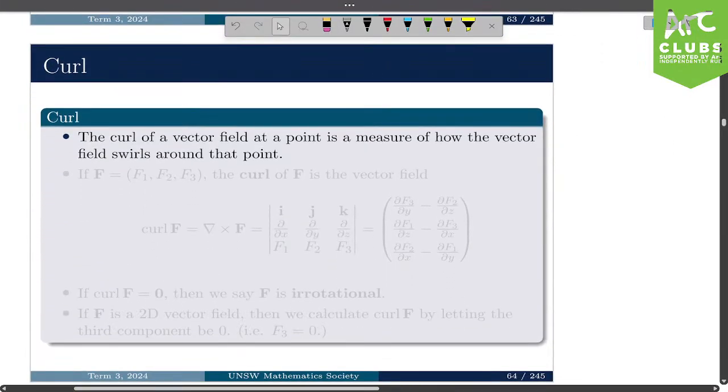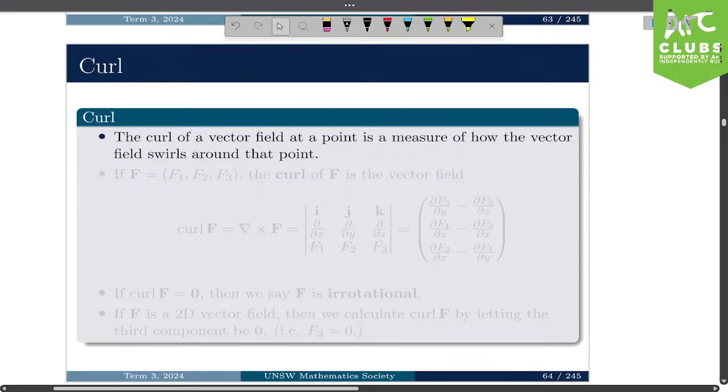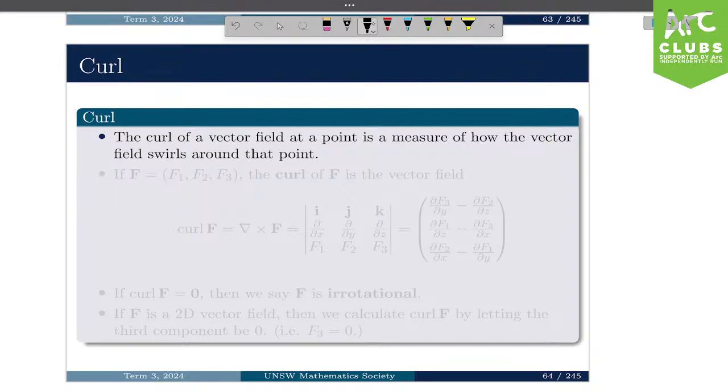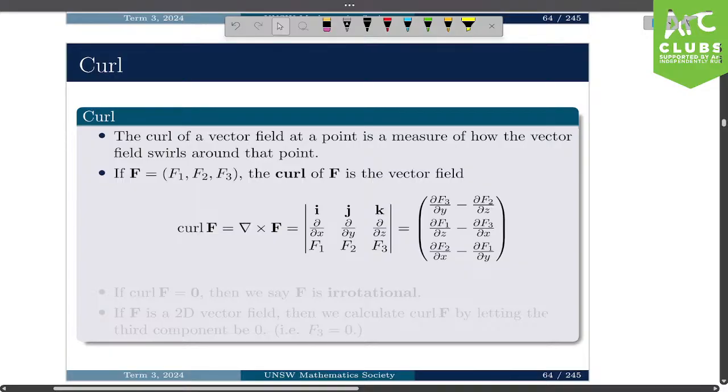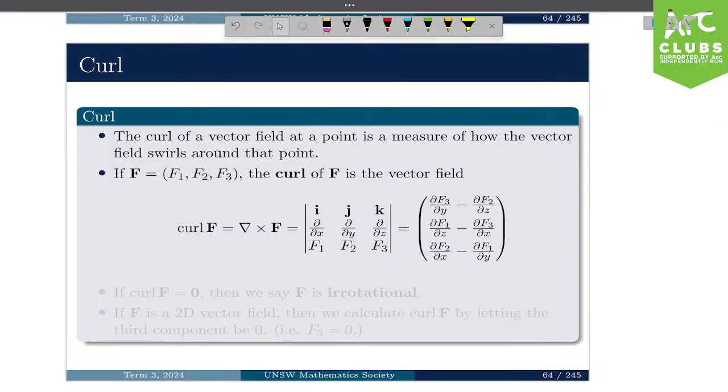Very nice. Okay, so now there's even more that we can do with this nabla thing. It's very useful. There's so much we can do. And the next thing we're going to look at is curl. So curl is, intuitively, a measure of how much a vector field swirls around a particular point, or how much it curls around a point. Convenient naming there. So we can define the curl as the cross product of nabla with the vector field. So this is again thinking of nabla as a vector. You can get away with thinking of it as a vector, as we did before.